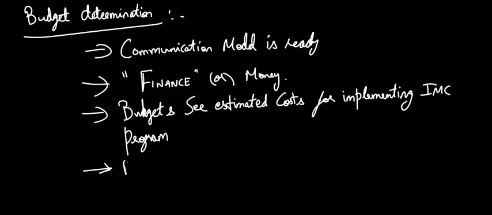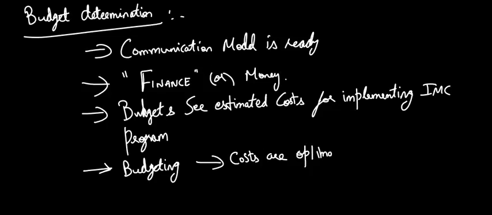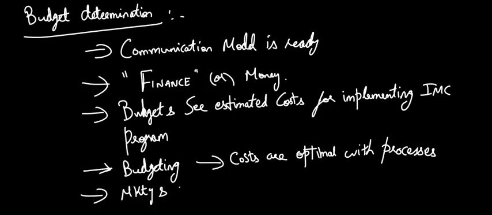And while budgeting, you have to make sure that costs are optimal with processes. Unnecessary costs have to be avoided, and if the cost is going to give you good results, there is no point in restricting the cost. So it's a very important step as far as the IMC process is concerned. It involves all the departments, right from marketing and the finance departments, to sit and plan for the budget required for carrying out the IMC process.